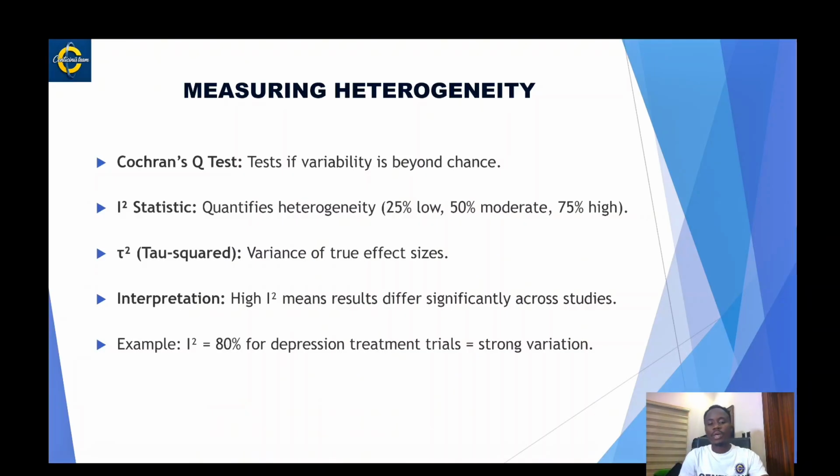We also have the tau squared, where we usually understand the variance of the true effect sizes between the included studies. And we have the interpretation, where I squared means whatever you're reporting in your results. I'm definitely going to show that in the next video. You will get to understand that better. Let's say your I squared is 50 or more, then that means it's very heterogeneous. If your I squared is less than 50, then that means homogeneity is likely.